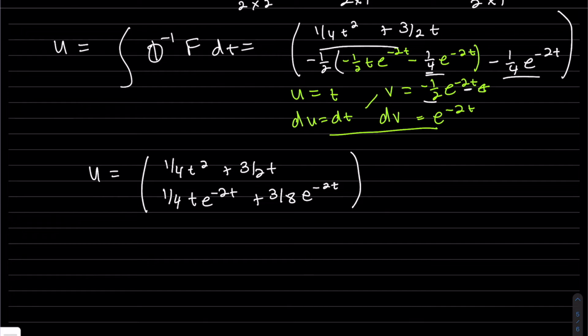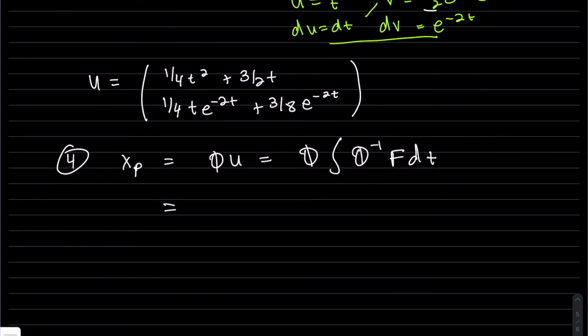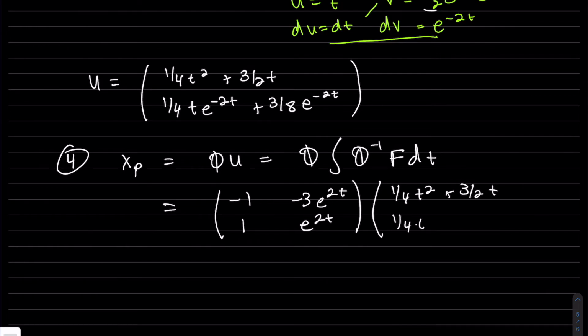So now we're ready to write out our x_p. Our x_p is phi times the integral of phi inverse F dt. But basically, we found our U, and we know what our phi is. Then my U is right there. And just so you know, this is our u1. That line is our u1. That line is our u2.